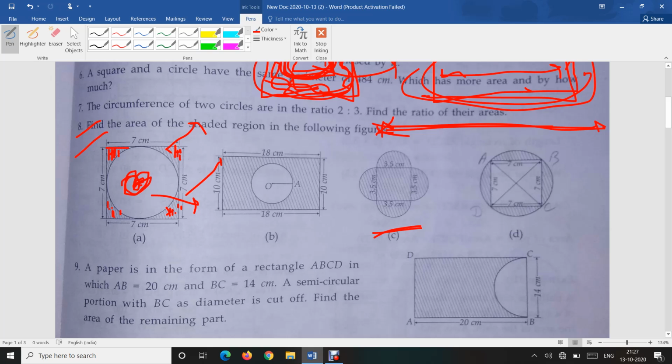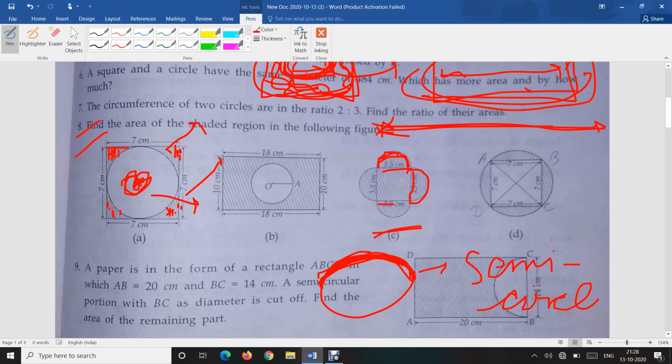Part number C. Here in this figure you can see that there are 4 semicircles. Obviously if this is a circle, then the half portion is the half circle, and the half circle is called a semicircle. So this is a semicircle, also this is a semicircle, and this is also a semicircle, and this is also a semicircle, and between them the figure is a square. So we have to find the area of the shaded region.